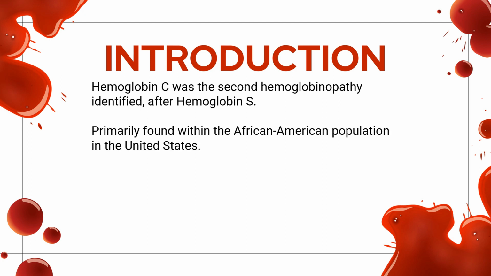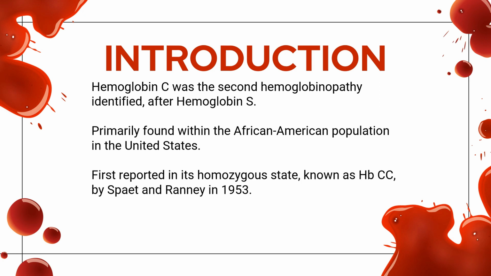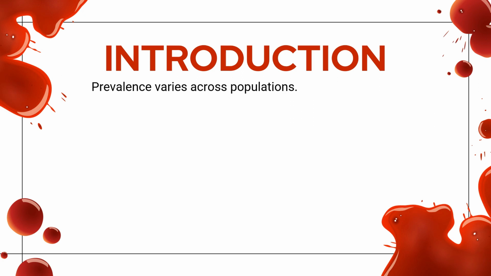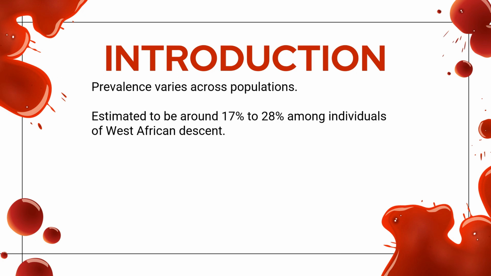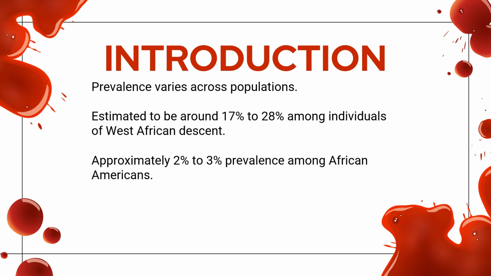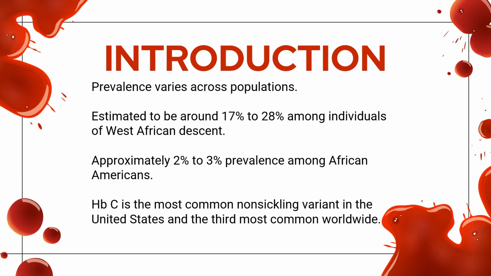It is primarily found within the African American population in the United States. In fact, back in 1953, Spate and Rani first reported this disease in its homozygous state, known as hemoglobin CC. The prevalence of hemoglobin C varies among different populations. It is estimated to be around 17% to 28% among individuals of West African descent and approximately 2% to 3% among African Americans. Interestingly, hemoglobin C is the most common non-sickling variant in the United States and the third most common worldwide.